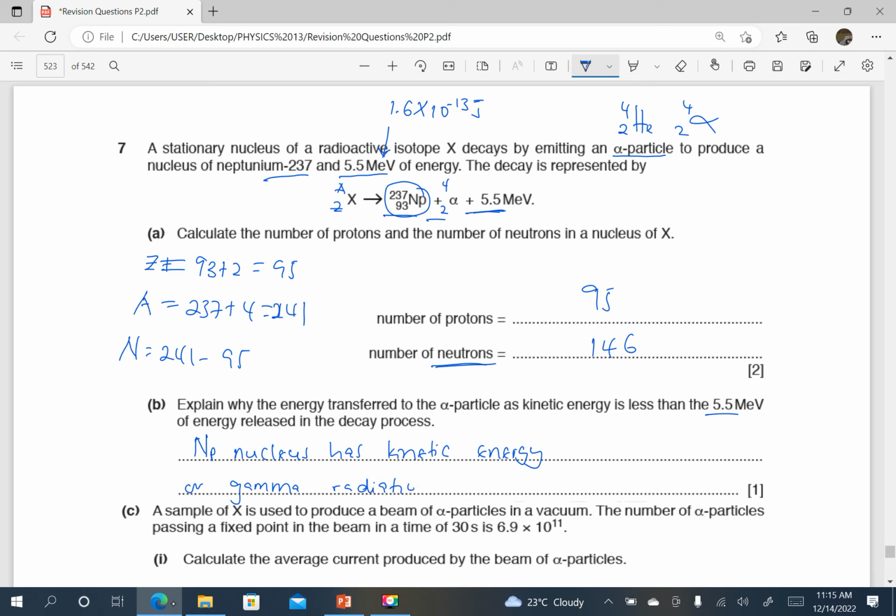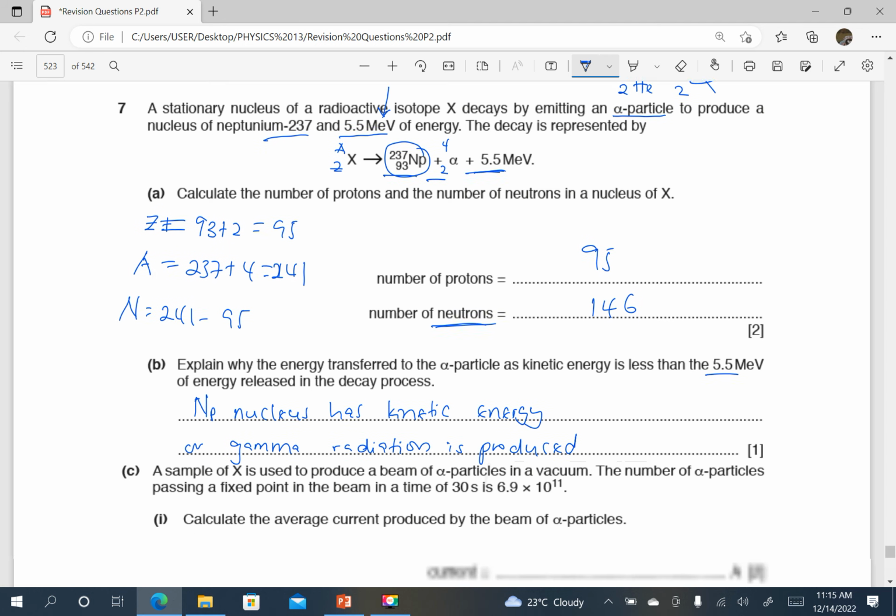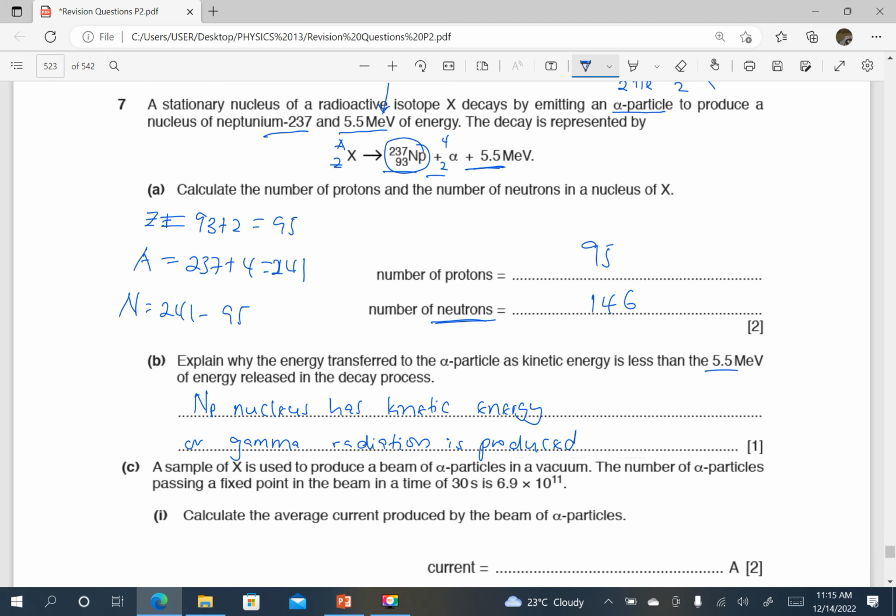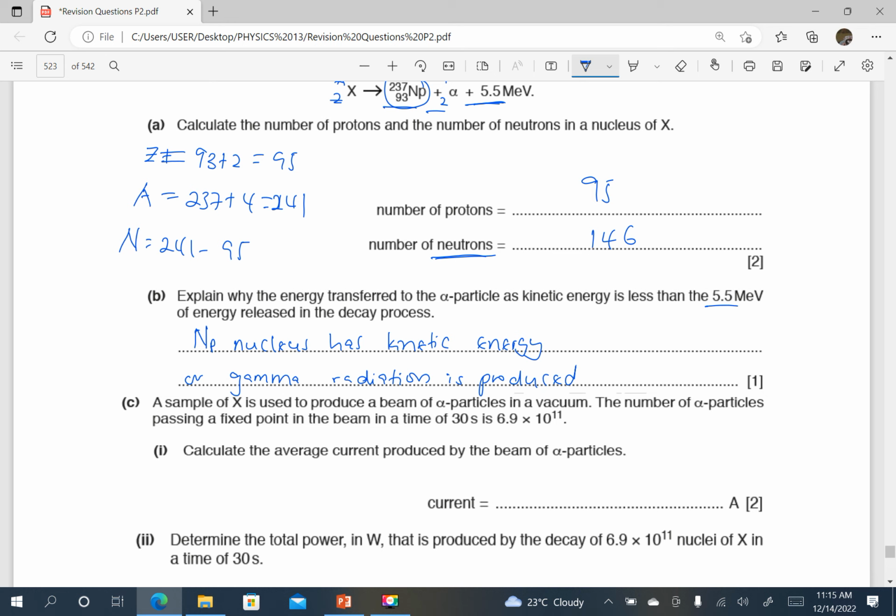If gamma radiation is produced, it means some of the energy is given out as gamma radiation. So not all the energy is given out as kinetic energy of the alpha particle, because there could be gamma radiation produced, or other products like Np, Neptunium, could be having kinetic energy, which makes the kinetic energy of the alpha to be less than 5.5.